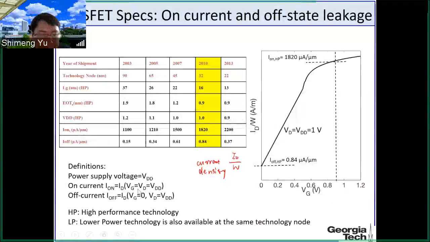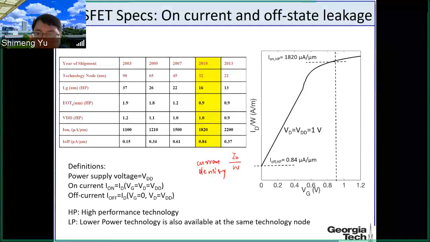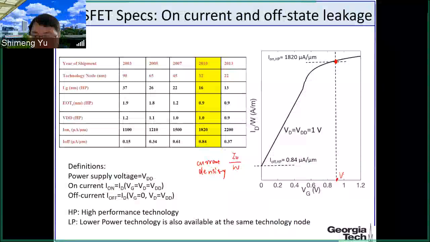So the only difference is that you change the gate voltage between 0 and VDD, and you have to keep the drain voltage at VDD. For example, here we show one practical I_D-V_G curve in this log scale of the currents. So the I on, the current density, is here. If the VDD is here, then this is the maximum current you can get.